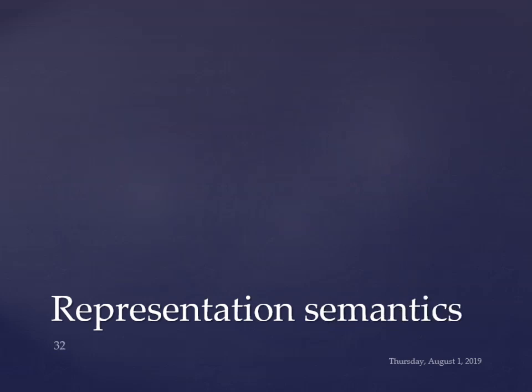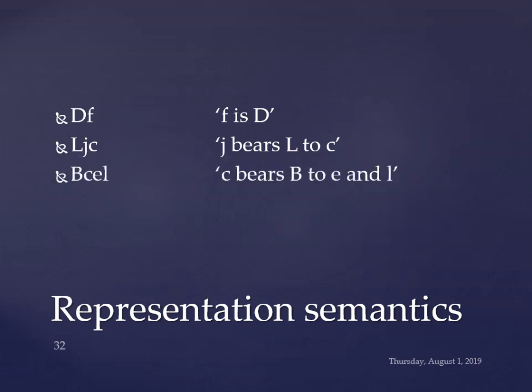All right? You don't necessarily need to know what the English sentence is in order to read out the language. So if you see this, what this is saying is F is D. Now you may not know what F stands for or D stands for, but it does have a translation into our natural language, English, from the notation. Same thing here. You see this, you have no idea what it's standing for, but you can say that J bears L to C. And then in this sentence, you could say that C bears B to E and L.